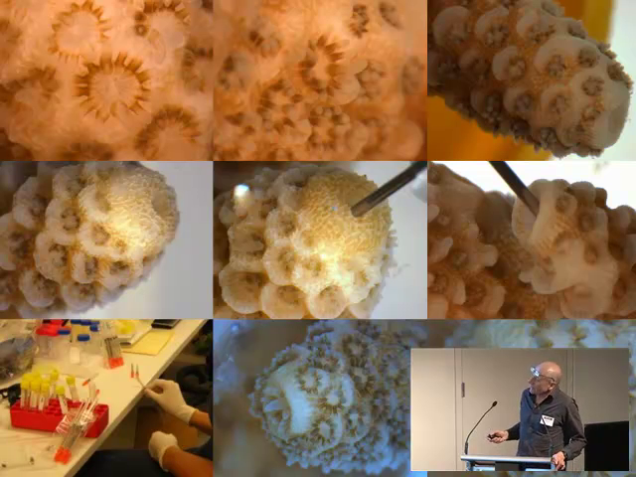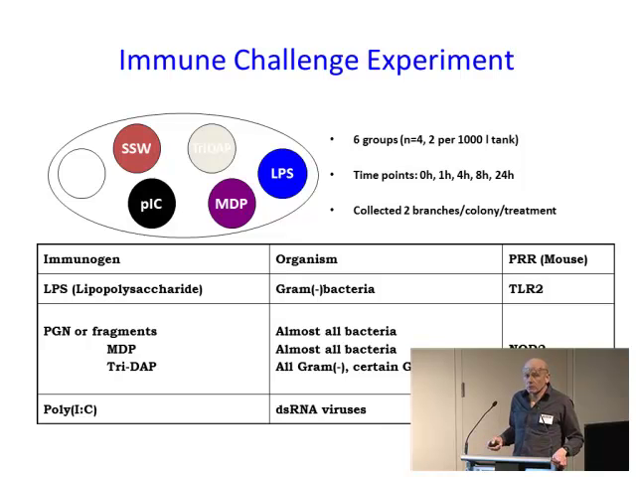Of course, there are a couple of controls. One is the no treatment control, but we've also done controls where the coral is injected with sterile seawater, to allow for the fact that the injection process causes some stress to the corals. In addition, we use 3 bacterial cell wall components: lipopolysaccharide, muramyl dipeptide, and tri-DAP. And 1 viral mimic. Poly-IC is a mimic for viral nucleic acids.